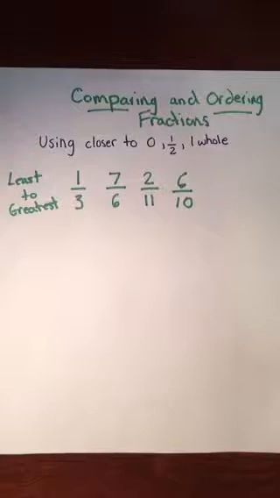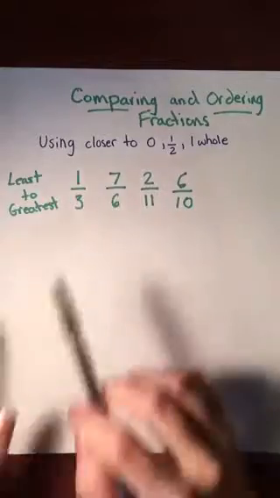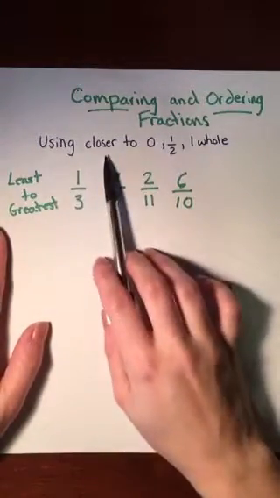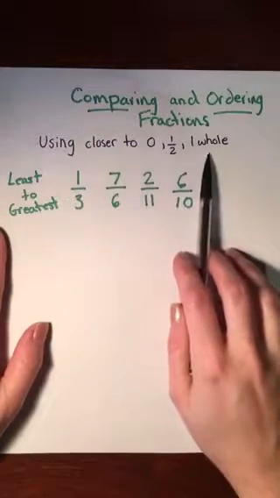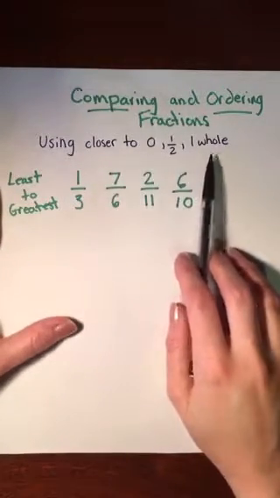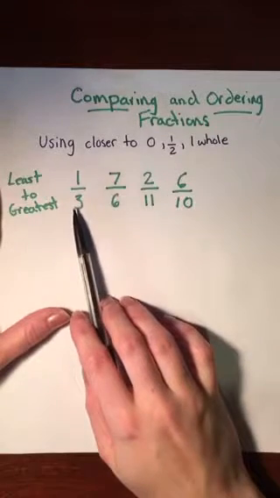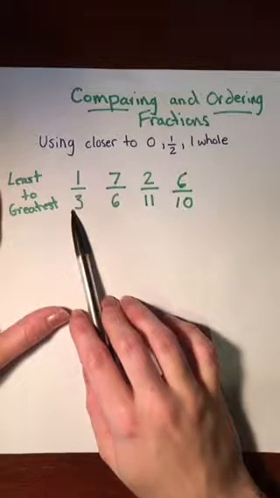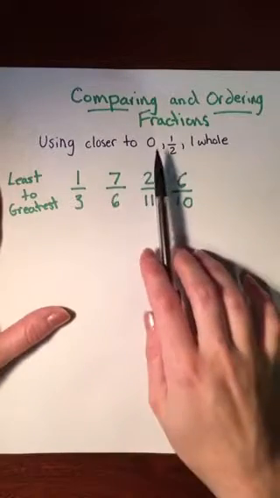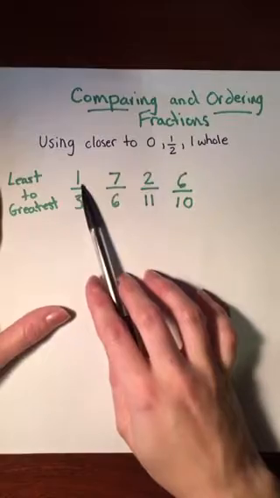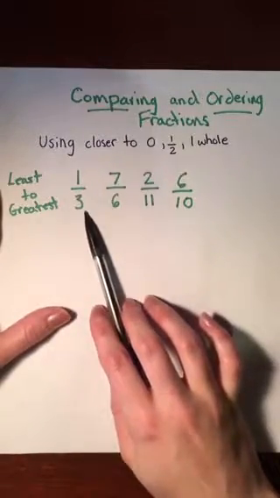Comparing and ordering fractions. In this video, I'm going to show you how to compare and order fractions from least to greatest using the method, is it closer to 0, a half, or a whole? So let's start by taking our first fraction here. If we have a fraction that is 1 over 3, you're trying to determine, is it closer to 0, a half, or 1 whole? To do that, you have to check your numerator and compare it to your denominator.